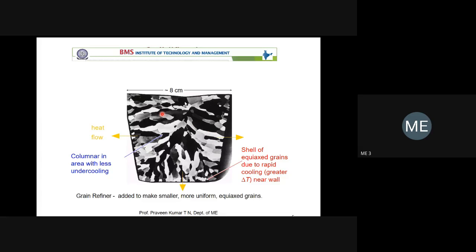In general, if you see this diagram, there are two phases. One is the dark phase and one more is the white phase. Within the white phase, there are a number of grains. This is one grain, this is one more grain. In the white phase itself, there are many grains. The dark region or dark phase again consists of many grains.